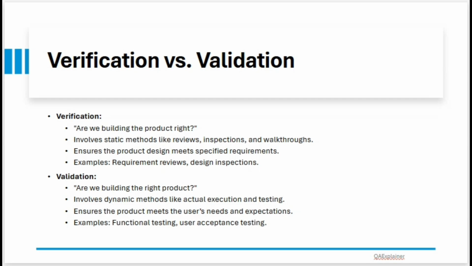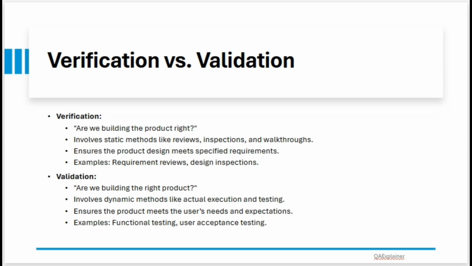Validation means once we have built the product, then we have to validate the product based upon our requirements. So verification is before the building stage. Validation is after the building stage. So in validation, are we building the right product? This is the main criterion here.